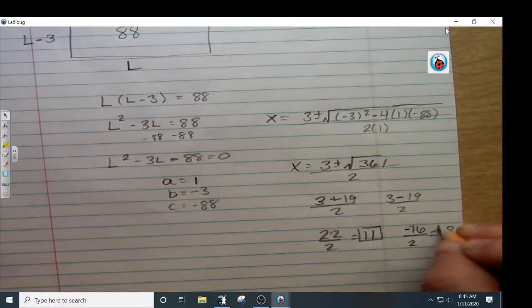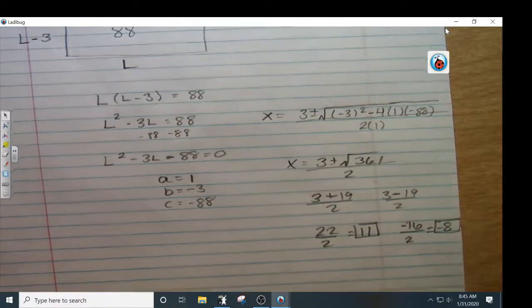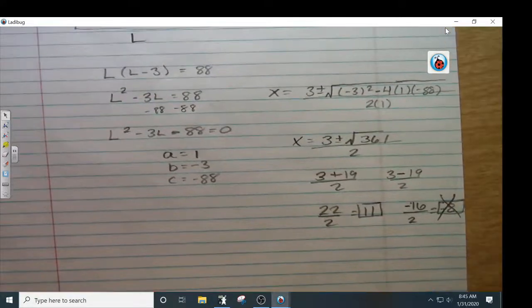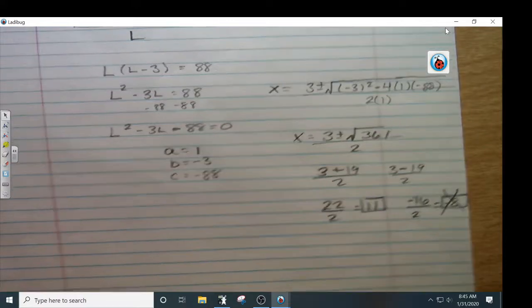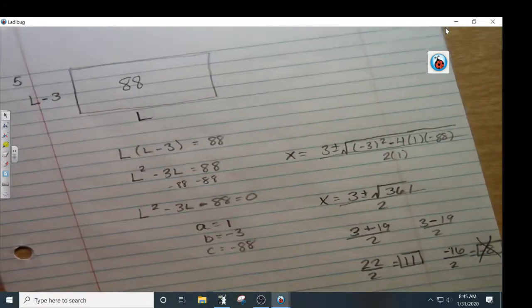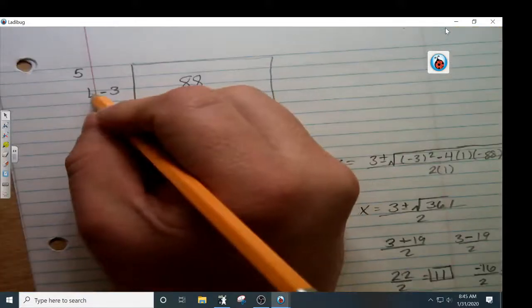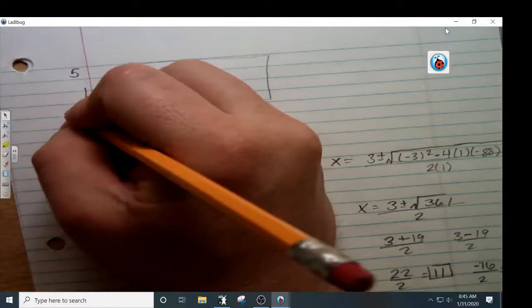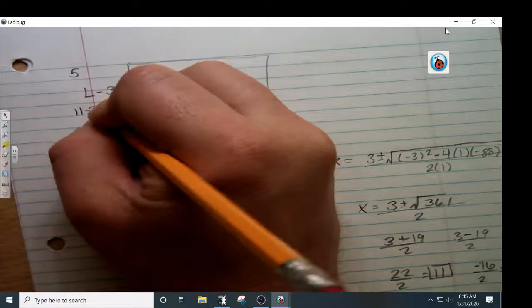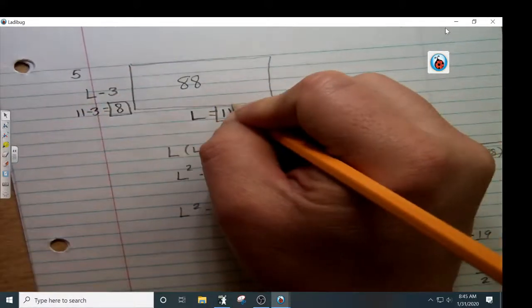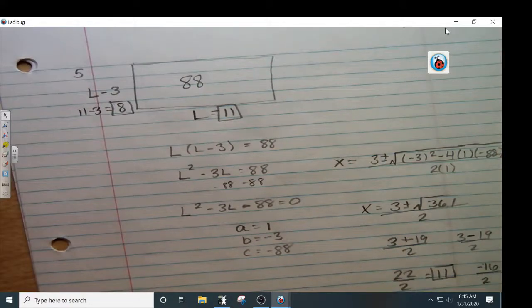Now, which one of these is the extraneous solution? Negative 8. Extraneous solution means you can't use it. That's what it means. The one that's no good. All right, so L is 11. If I plug in 11 here, this is 8, so your dimensions are 8 by 11. And if you multiply those guys, that gives you 88. You can always check it, okay?